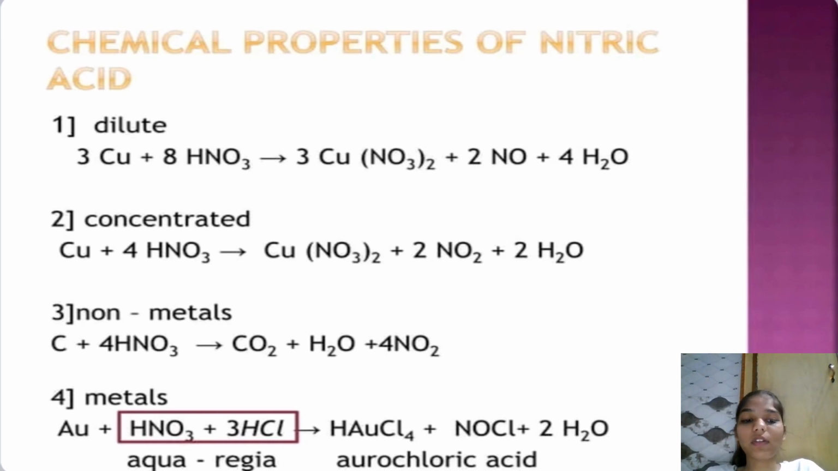When it reacts with a metal like Au in the presence of an acid mixture, HNO3 plus HCl taken in a 1:3 ratio, it is called aqua regia. So when gold reacts with aqua regia, we get chloroauric acid plus NOCl plus water.